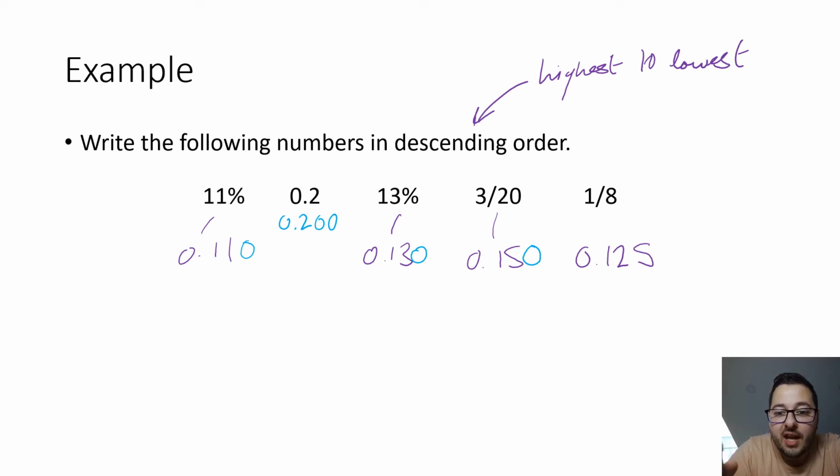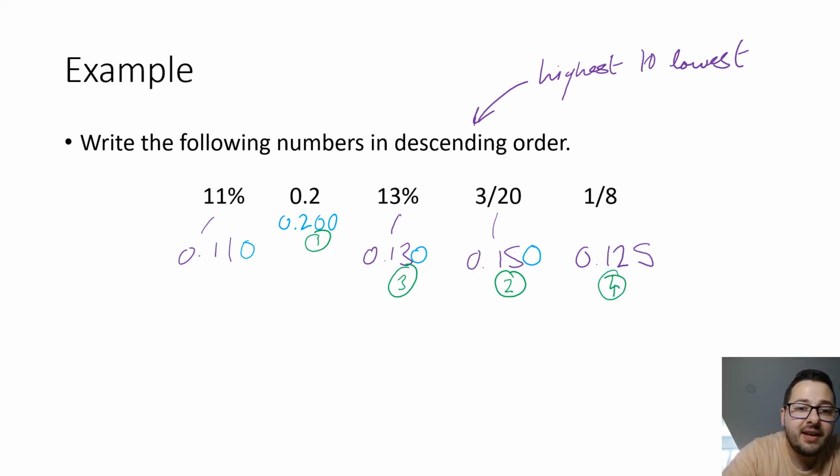So this time we want to start with the highest, and that looks to be this 0.200. Then the next highest would be 0.150. Then the next highest would be 0.130. Then it'd be 0.125, and then it would be 0.110.